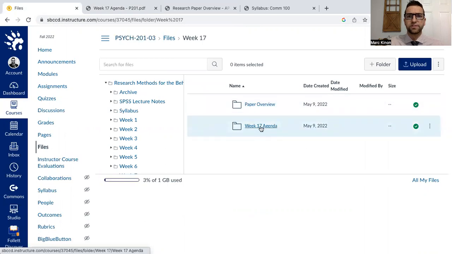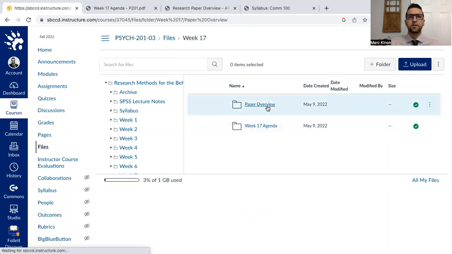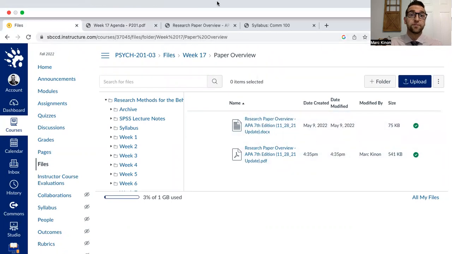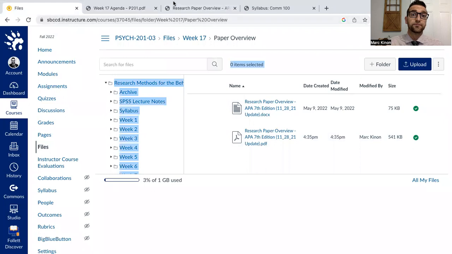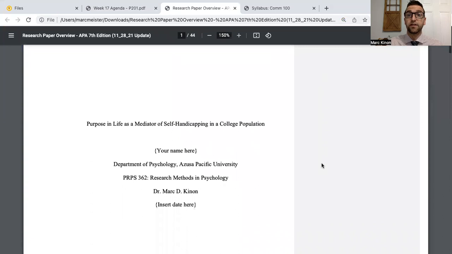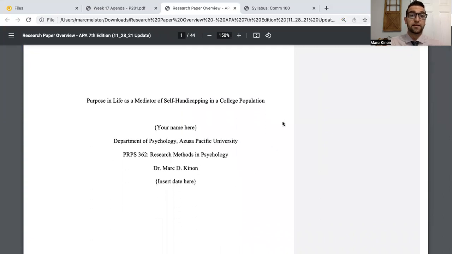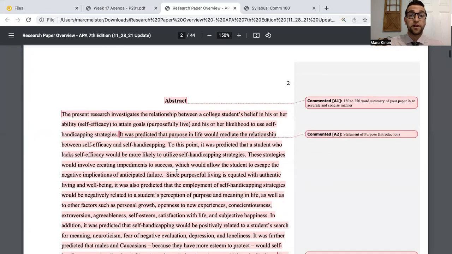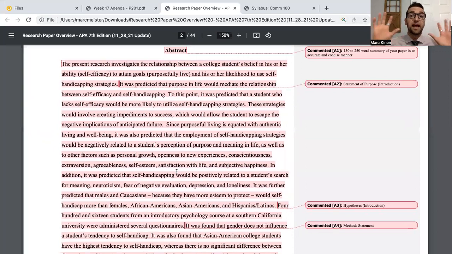You'll see the agenda for today posted here, but also you've seen the paper overview again and again. This is a good template for you. It's in APA 7th edition. And as you open up this file, which is posted as a doc or PDF, you'll be able to explicitly see the order of the paper. So remember, the title page is first, followed by the abstract. And again, it has to be this format.